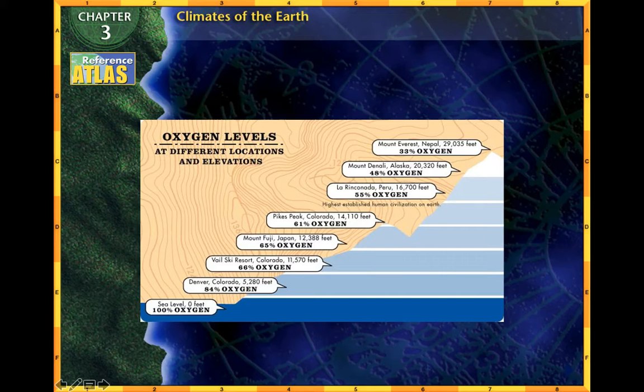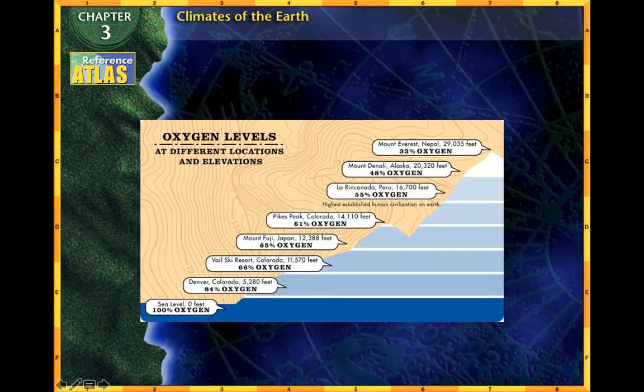Now, this just gives you an idea of your oxygen levels as well. You've got to remember that the air is thinner. So here at sea level, we have 100% oxygen. If you were to go to Denver, Colorado, it would be different. It'd be a little bit thinner. And so if you ever watch sports, you hear about how athletes have a harder time in Denver because they have a harder time breathing.